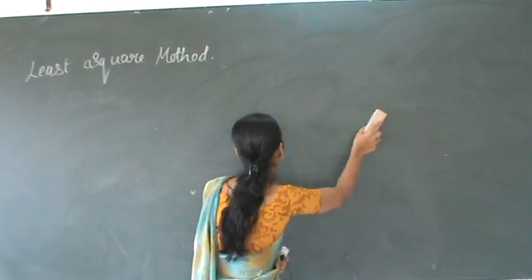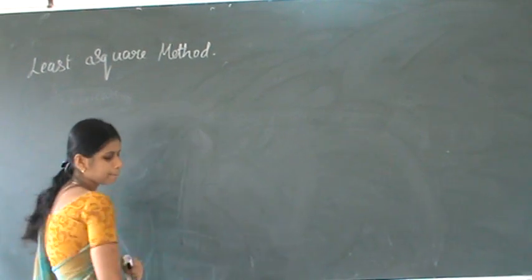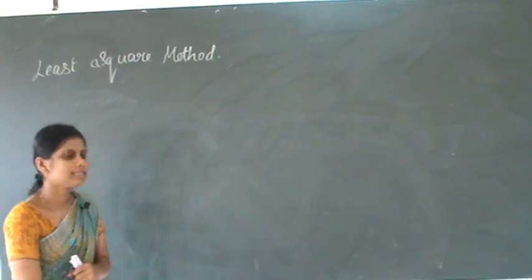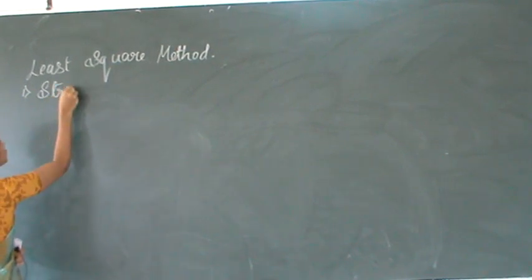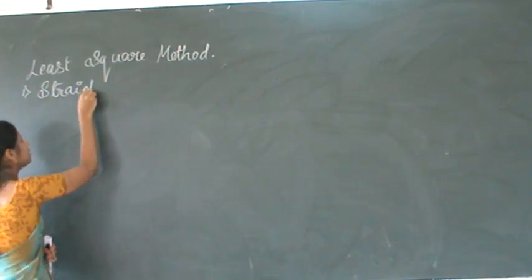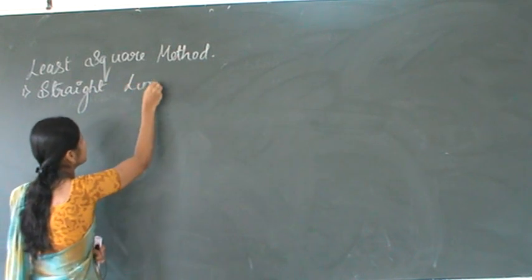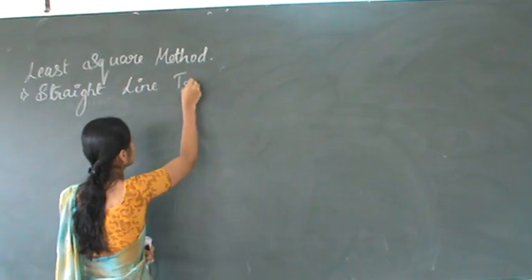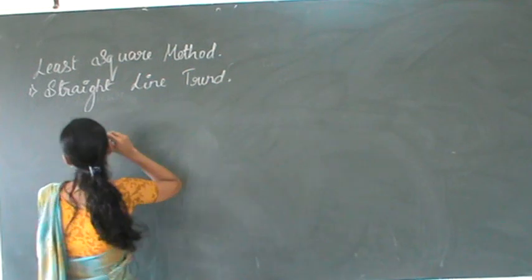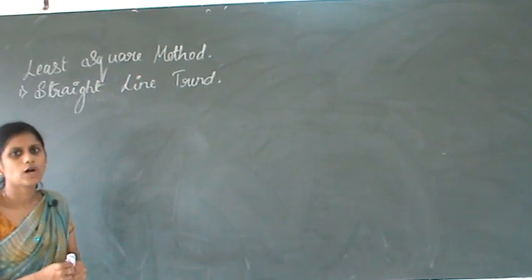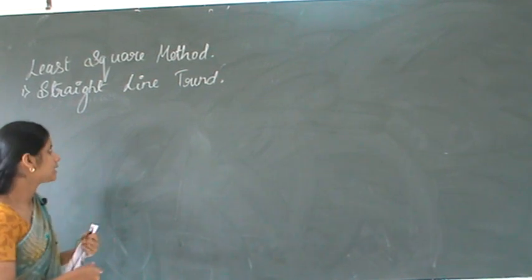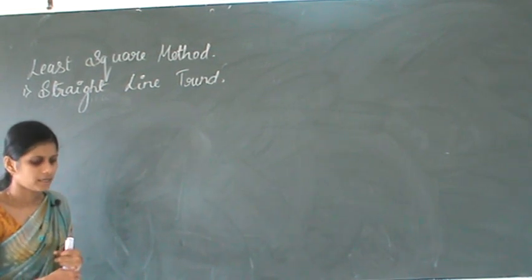Now we will see the first method under least square, which is straight line trend. So how do we obtain trend values under this straight line trend?